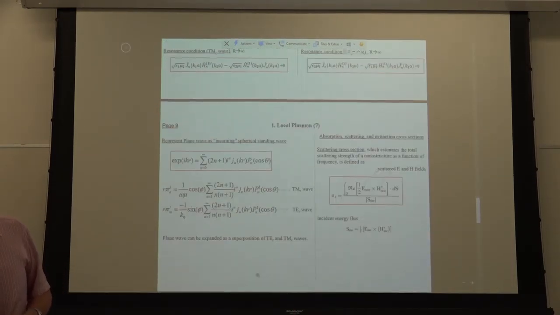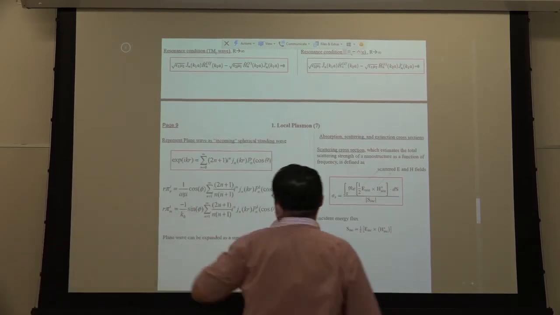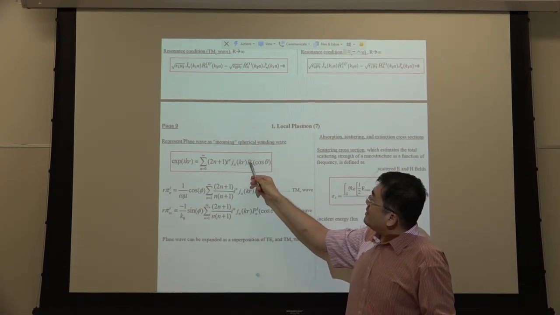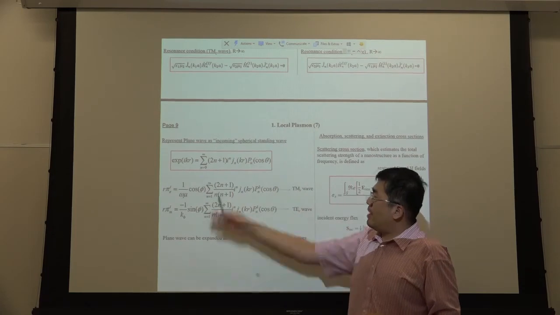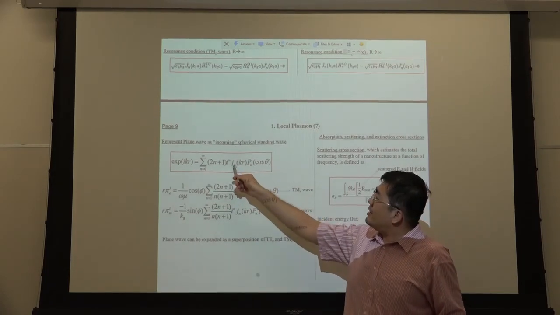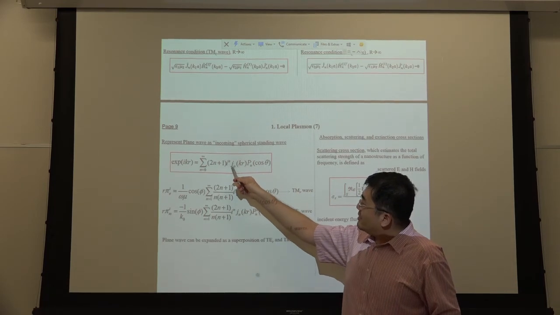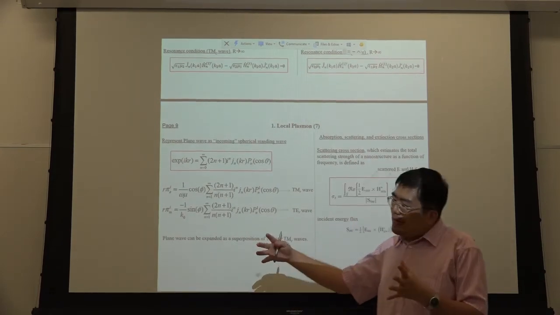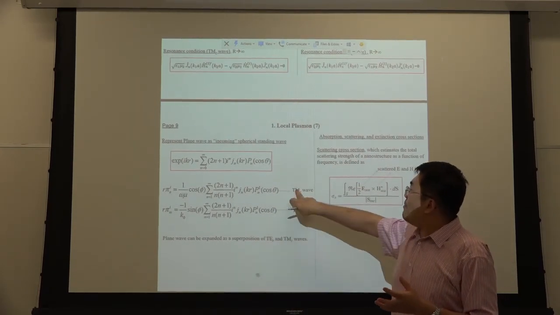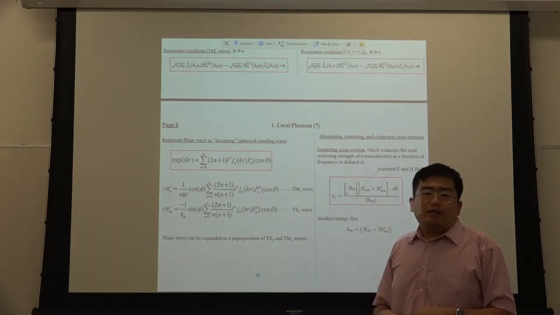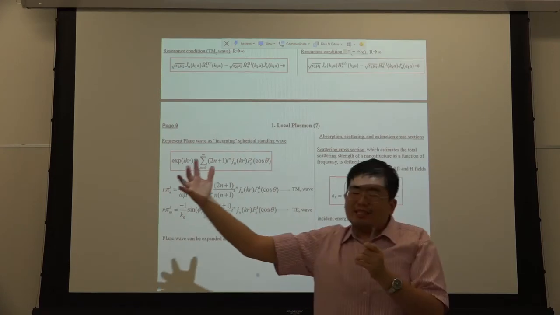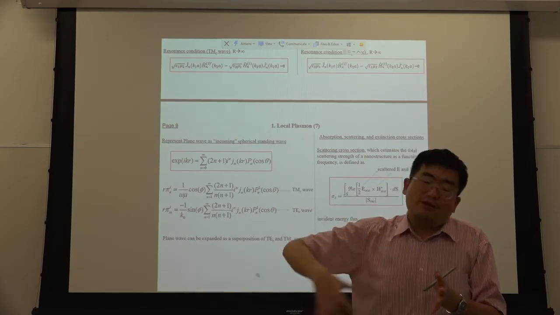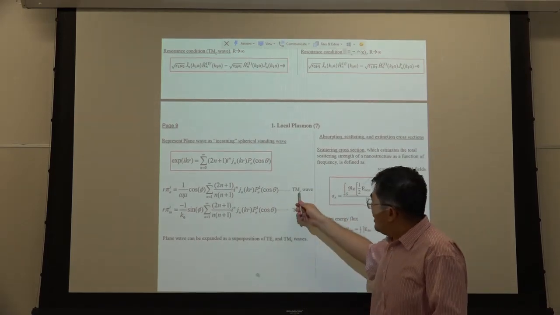So when I talk about this, the plane wave, you can expand the plane wave as incoming standing spherical waves. Okay, the plane wave can be expanded something like this. You can see this J_n, this is a spherical standing wave. Okay, this is an incoming wave. That means the plane wave can be represented as a superposition of a TM wave and a TE wave. Because the plane wave is in Cartesian space, you should convert from Cartesian space to spherical space. Okay? So they can be represented with TM and TE waves.